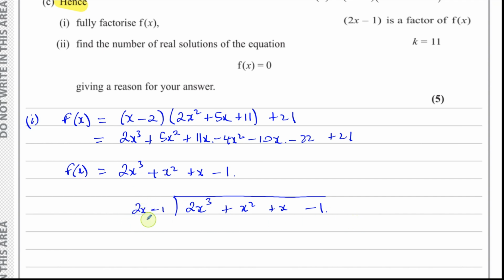Then we say, okay, 2x, we have to multiply it by what to give us 2x cubed? Well, just x squared, sorry. 2x times x squared gives us 2x cubed.